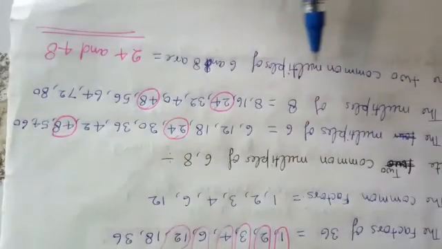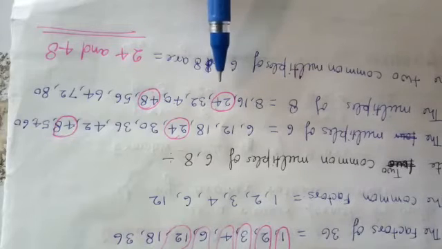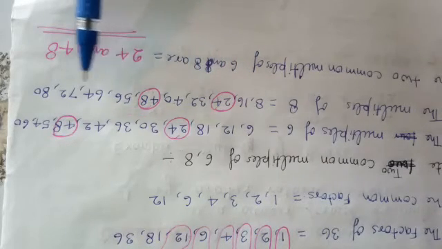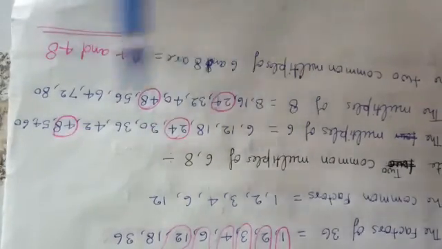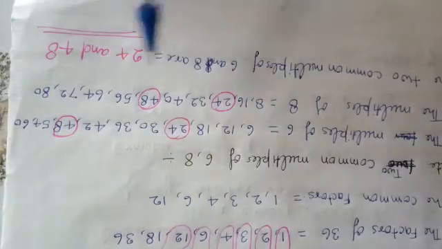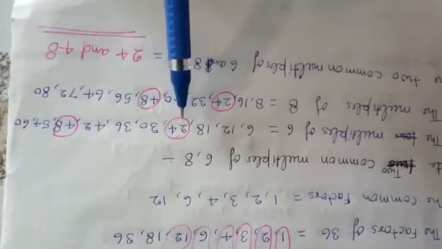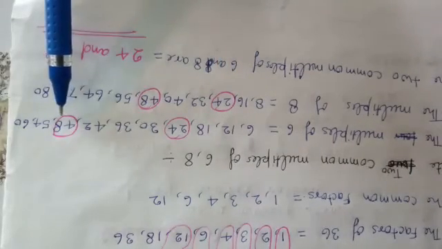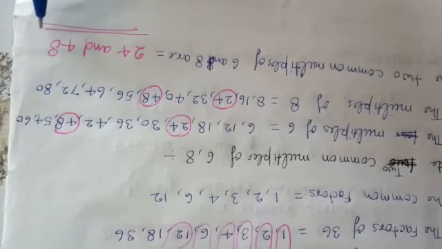The same, the multiples of 8: 8 into 1 is 8, 8 into 2 is 16, 8 into 3 is 24, 8 into 4 is 32, 8 into 5 is 40, and so on. We could find the multiples of 6 and 8. The common multiples of 6 and 8 are: in the table of 6 is 24, also in the table of 8 is 24; in the table of 6 is 48, and in the table of 8 is 48. So 24 and 48 are common multiples of 6 and 8.